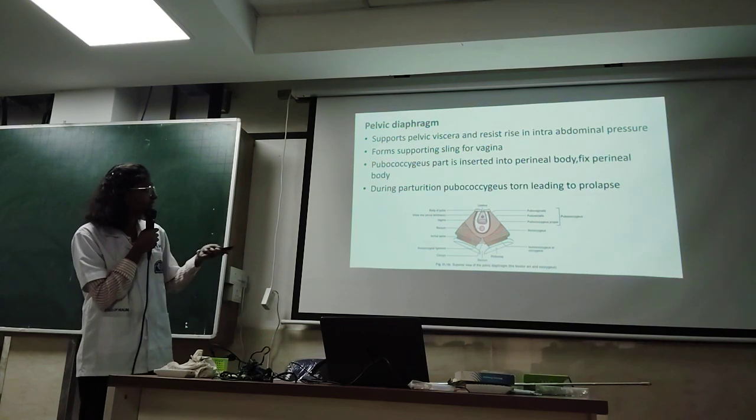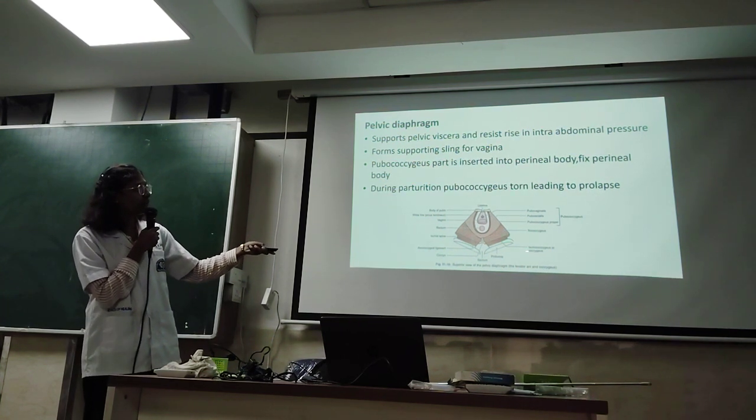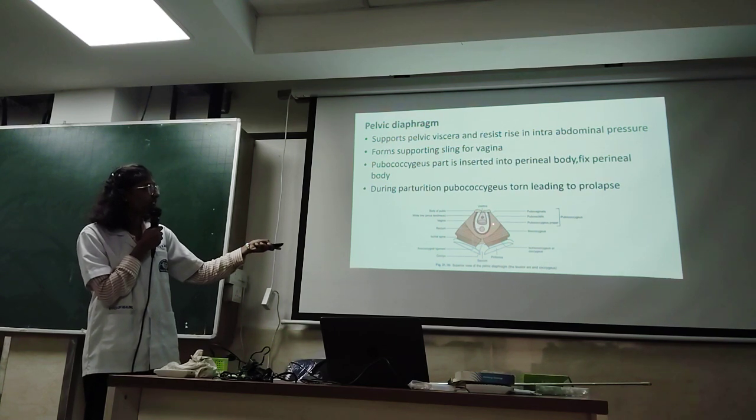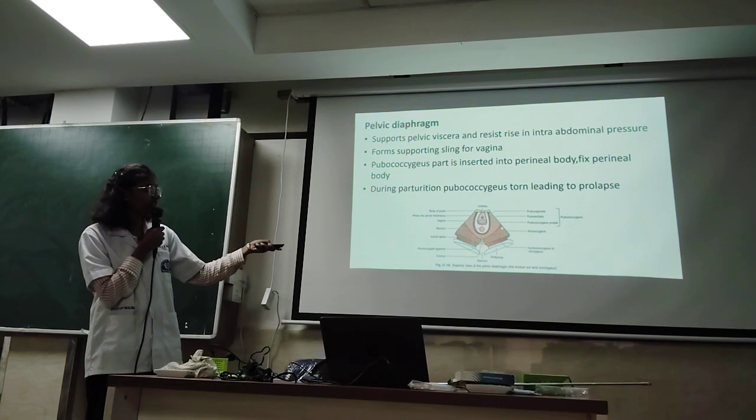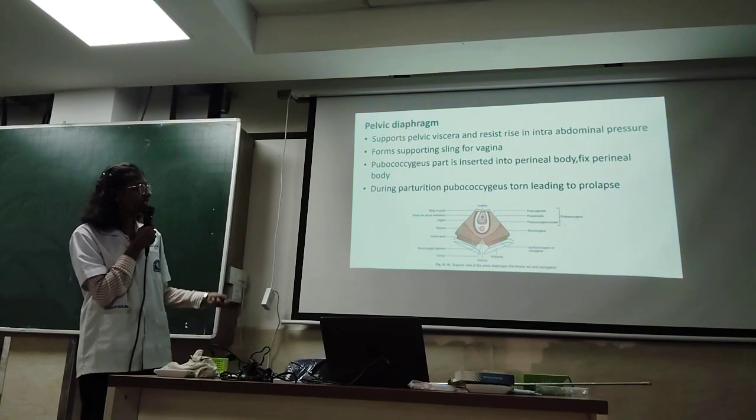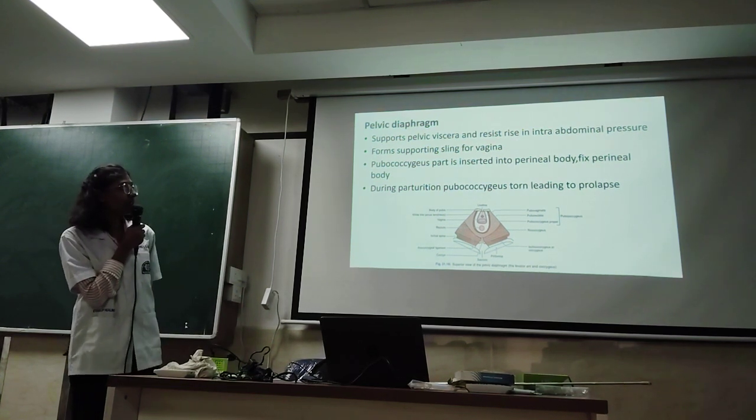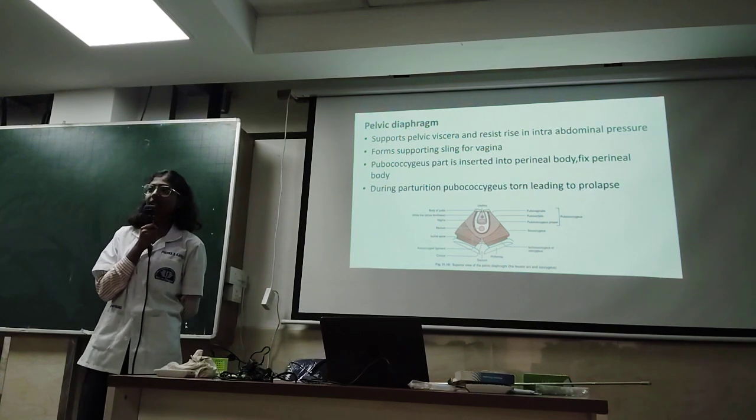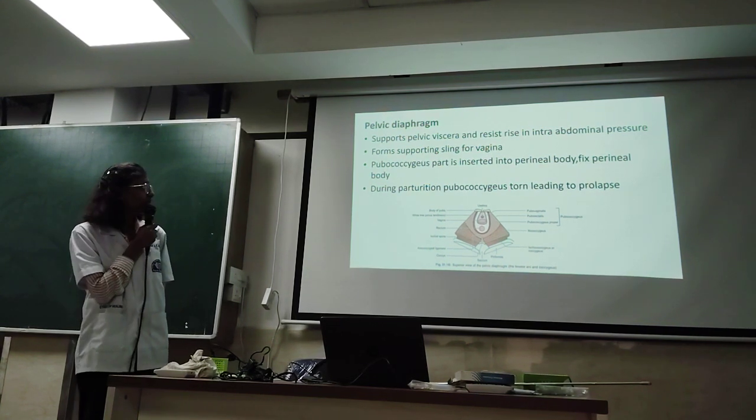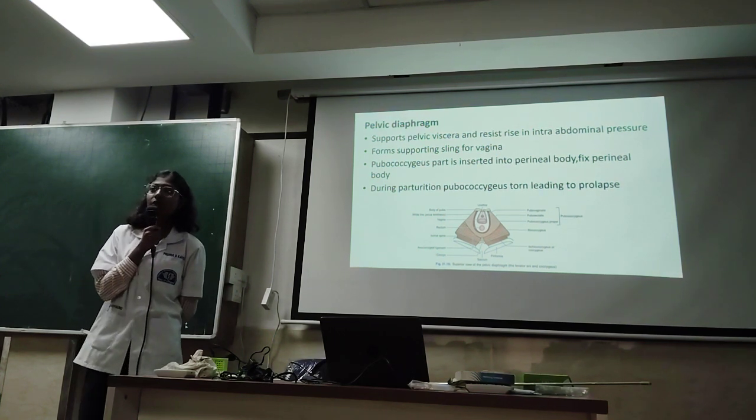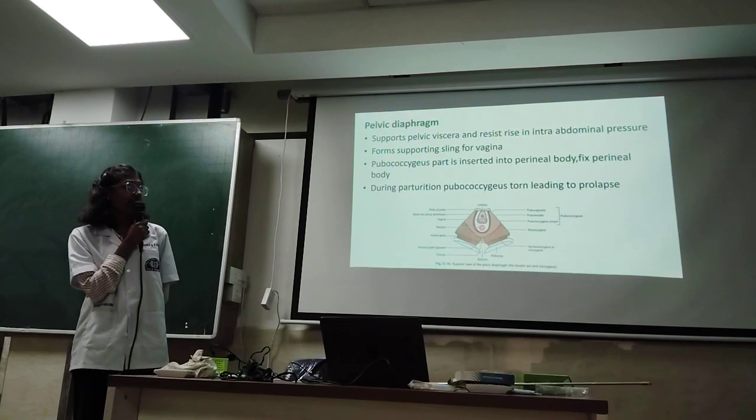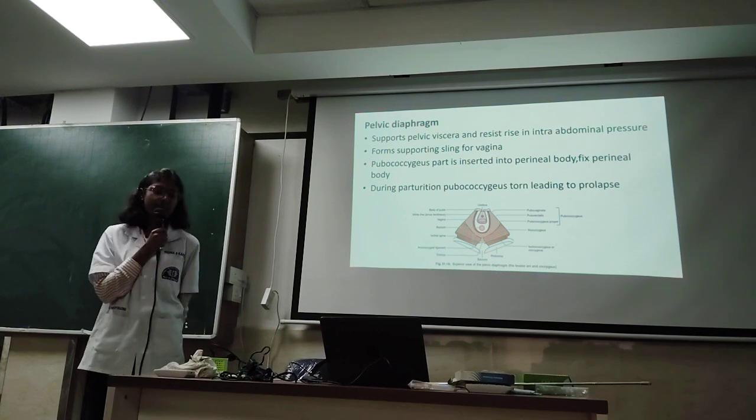This is the pelvic diaphragm made of the muscles levator ani and coccygeus. Levator ani is in turn made up of pubococcygeus and iliococcygeus. Pubococcygeus is inserted on the perineal body, thus fixing the perineal body. Sometimes during parturition, this pubococcygeus can be torn, leading to sinking of the uterus into the vestibule, causing uterine prolapse.